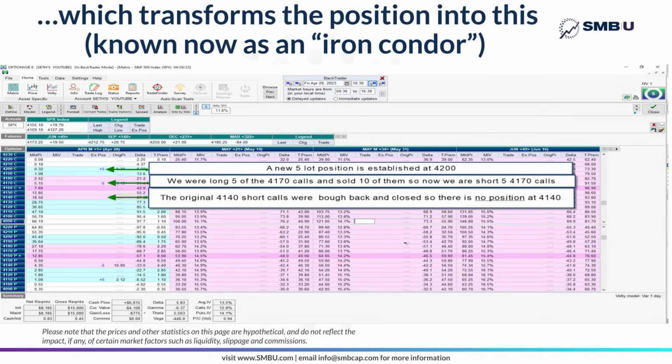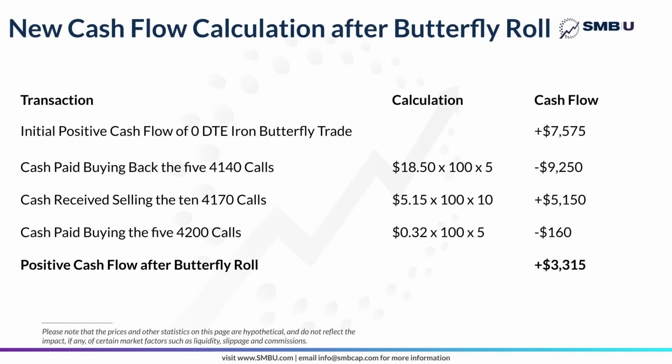And so the put side hasn't moved at all, but we did move the call side up to those 2 strikes. And so this new position is called by options traders an iron condor, because the short calls are now above the short puts, whereas in the butterfly formation, they were at the same 4140 strike on both the call and put sides. And so keeping score of the cash flow after that butterfly roll, you can see from this calculation that after paying for the 4140 calls to close them, selling 10 of the 4170 calls to open up that new 5-lot short position, and buying those cheap 4200 calls for protection, the roll had a cost to it, and we ended up having to spend more than half of our initial cash flow on that roll, bringing the positive cash flow down to $3,315.